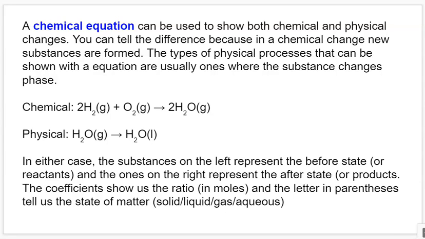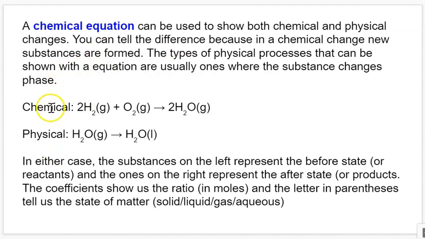So let's talk about some chemical equations. This should definitely be review if you've taken a year 1 chem, but let's just go over it real quick. So chemical equations can be used to show both chemical and physical processes. You can always tell the difference because in a chemical change, new substances will be formed. And the types of physical processes that you see with equations are usually ones where a substance changes phase.